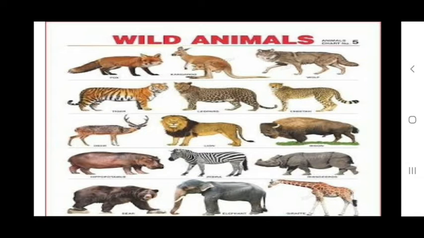And then the deer, then lion, then bison, and there is hippopotamus, then zebra, rhinoceros, and then bear, elephant, giraffe. So these are wild animals. We find them in the forest.